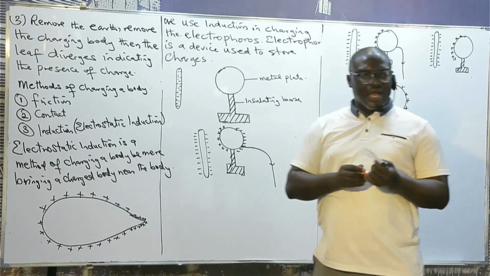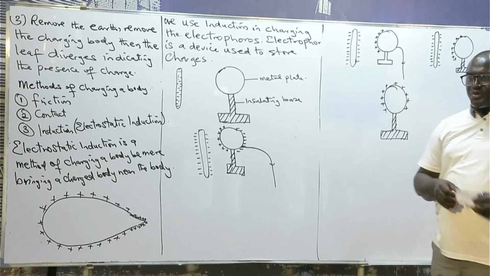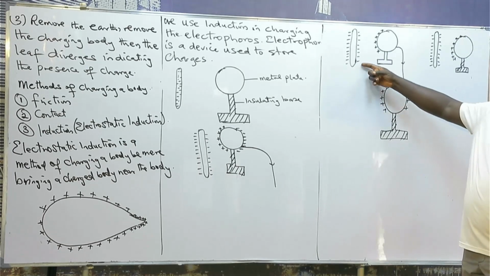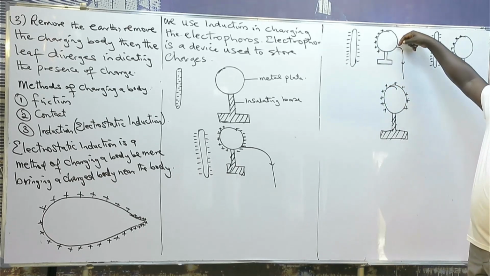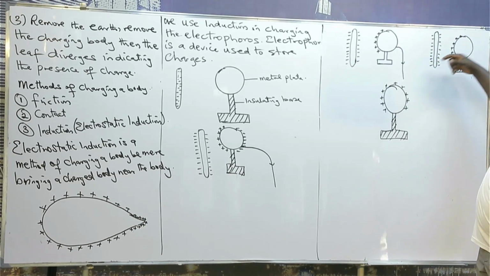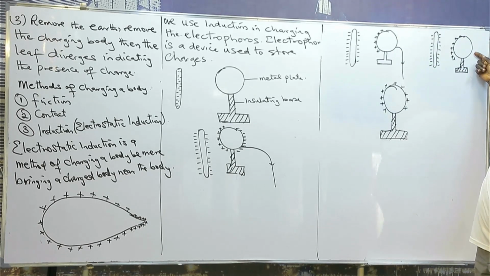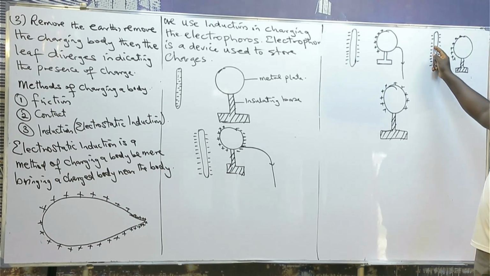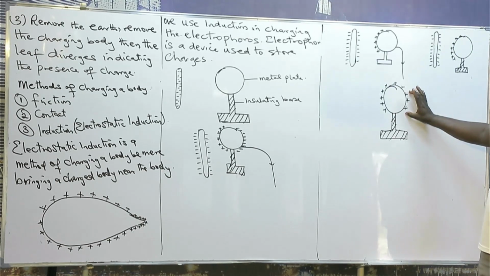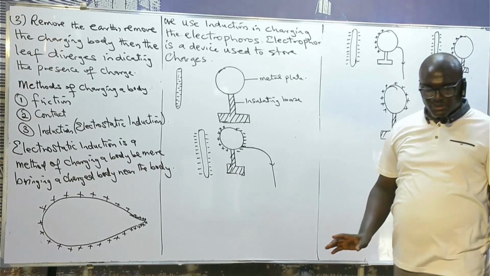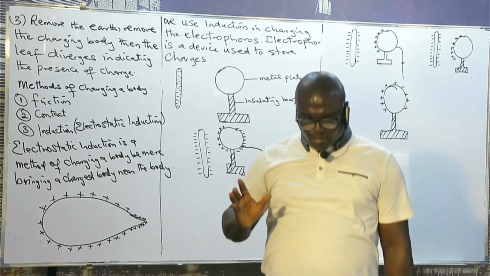Now, the second diagram here, please, your eyes should be here. The electron will flow to the ground. You remove the earth, leaving the charging body. Once you remove the earth and remove the charging body, you have charged the body positively.